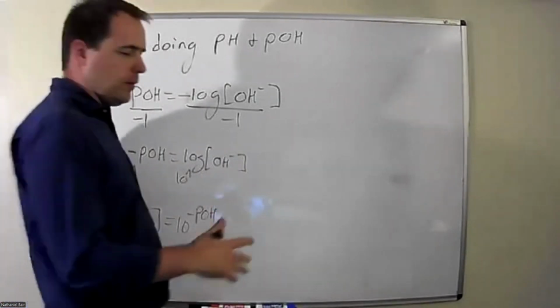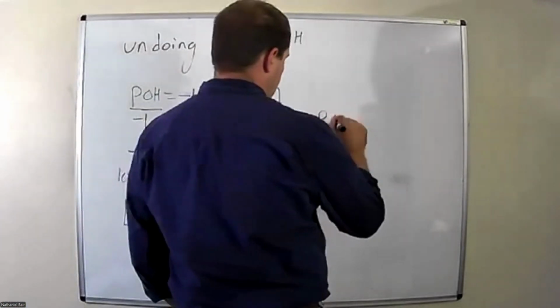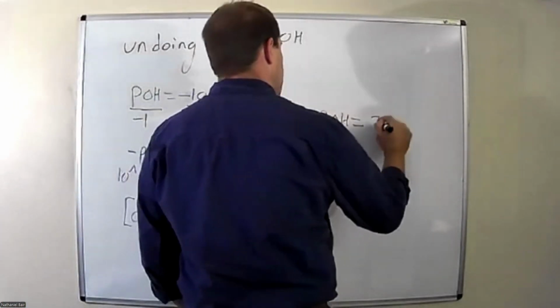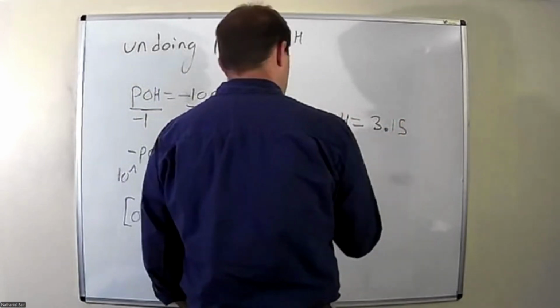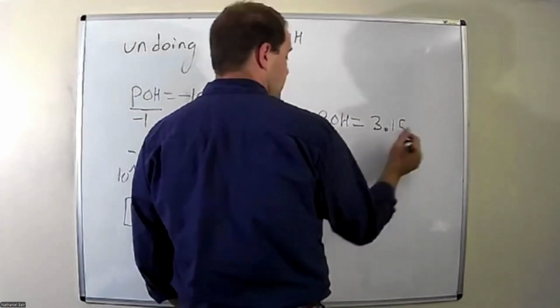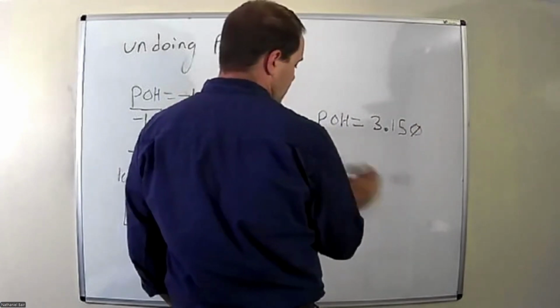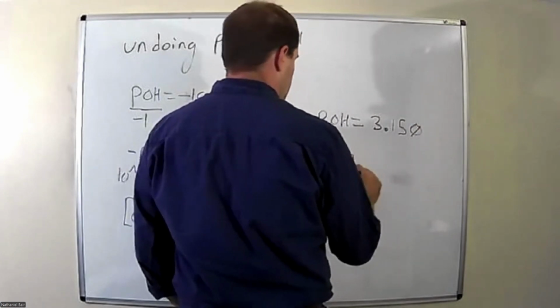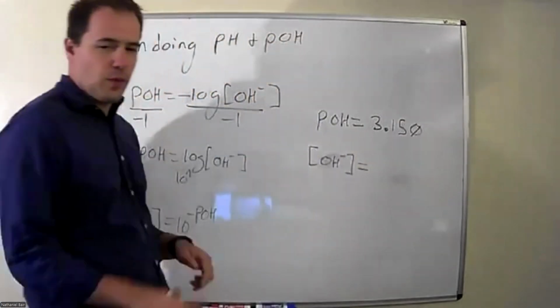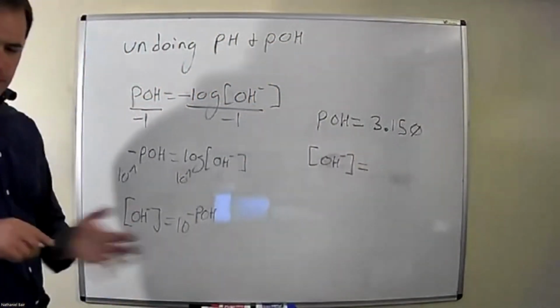So once again, I'll give you one more. Why not? If the pOH of a solution is 3.150, what is the hydroxide? Let's throw a 0 on there, right? Just to give you a tricky one with the sig figs. What must the hydroxide ion concentration be? Go ahead.